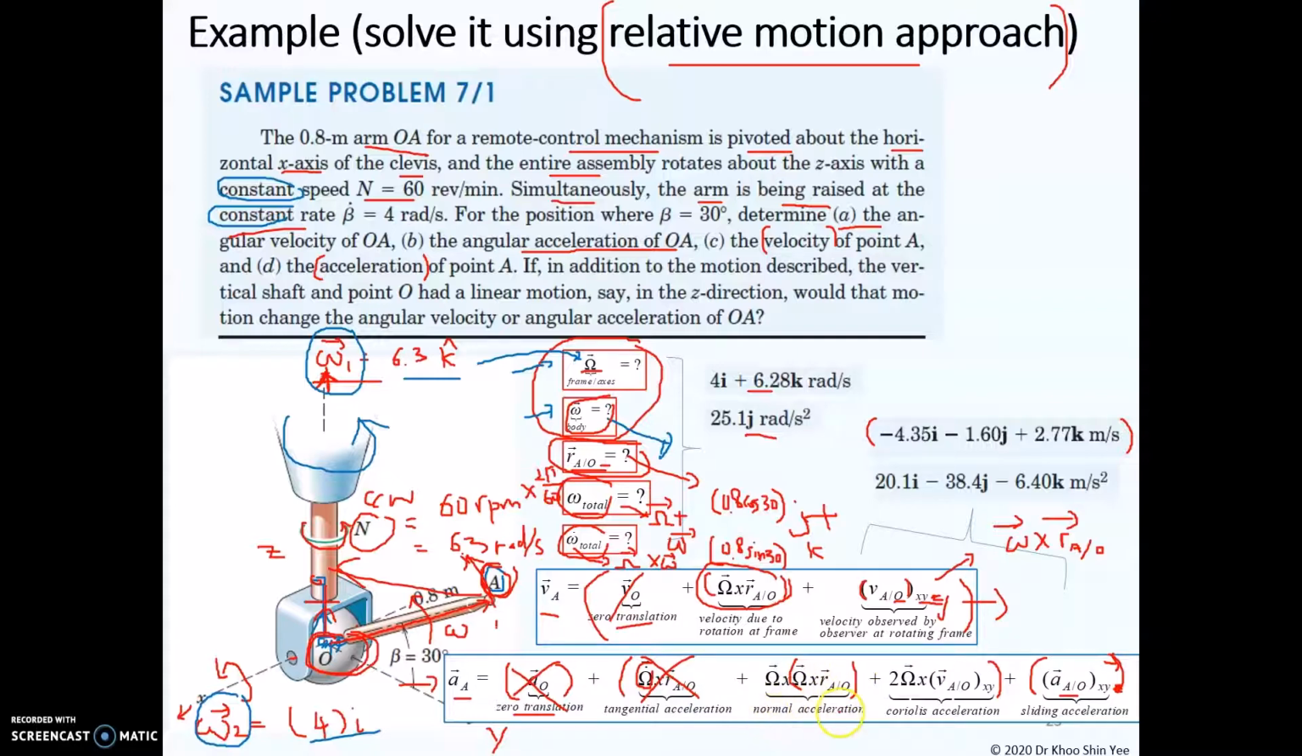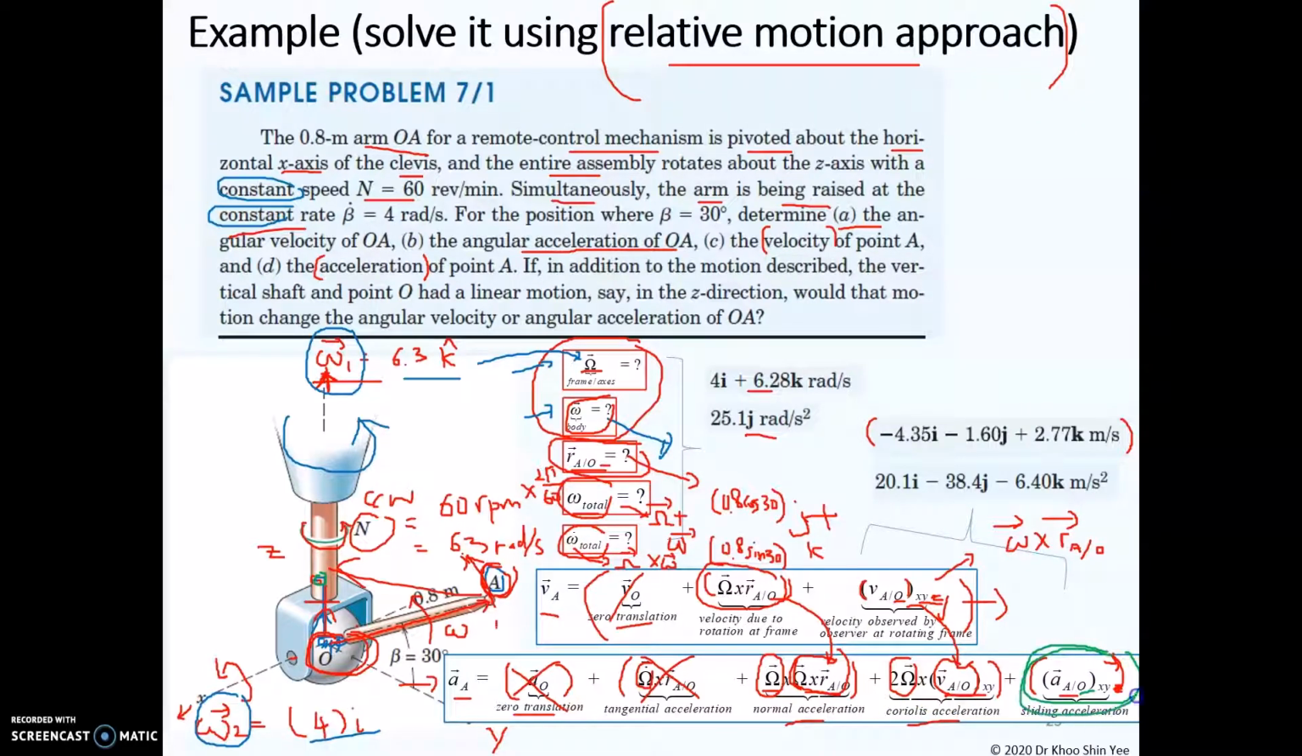So for the normal acceleration, you need to compute the vector triple product. So you have computed this component previously over here. So substitute inside and perform the cross product between these two components. Then you can obtain this acceleration. This component has been calculated before as well, so you can substitute inside here. So take the cross product between these two components, then you can obtain the Coriolis acceleration.